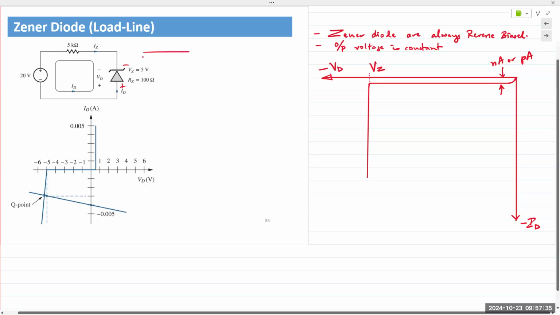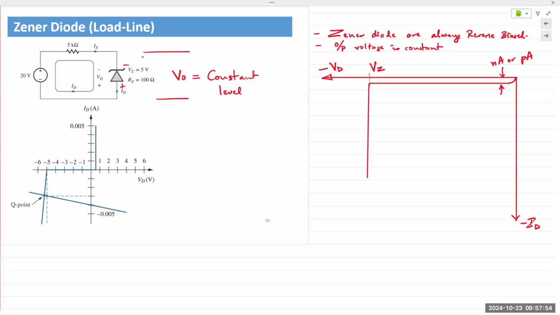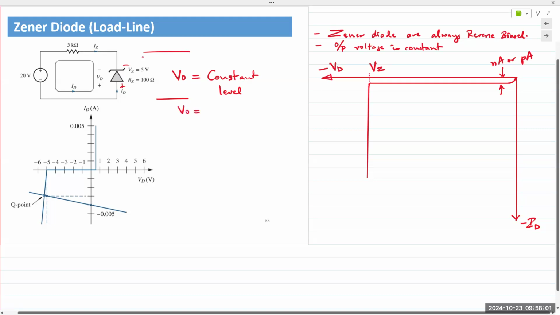So VZ, reverse bias, your V out will always be at a near constant level. And this is how we would analyze our Zener circuits, okay? It's always connected in reverse bias, and the output voltage is always equal to VZ. So V out will always be equal to VZ.